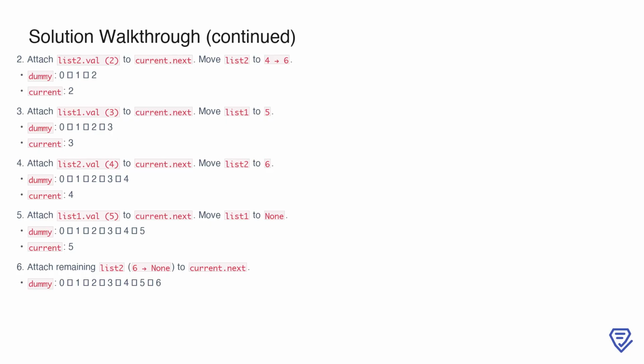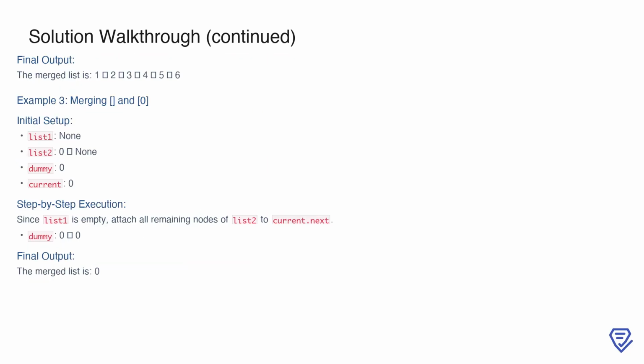Finally, we attach the node with the value 5 from list 1 to current.next, move list 1 to none, and update current to the node with the value 5. We then attach the remaining node from list 2, which is 6, to current.next. The complete merged list is 0, 1, 2, 3, 4, 5, 6. After removing the dummy node, the final output is 1, 2, 3, 4, 5, 6.